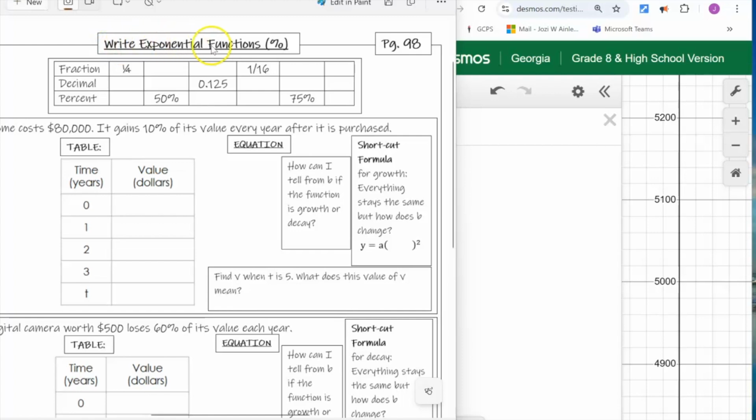Right, so we've looked at how to write exponential functions, but everything we've dealt with has been a number. What do you do when your questions are in percent? In order to do this, we need to backtrack a little bit to our middle school and elementary grades and talk about how to go from a fraction to a decimal to a percent, or from a percent to a decimal to a fraction, or anything in between. This is just a quick review that we're going to need for this unit.